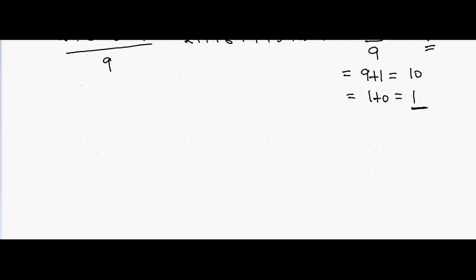Another example, a much easier example: if I have 73 and I want to divide by 9, we know that 7 plus 3 is equal to 10, and if I divide it by 9, my remainder will be equal to 1.